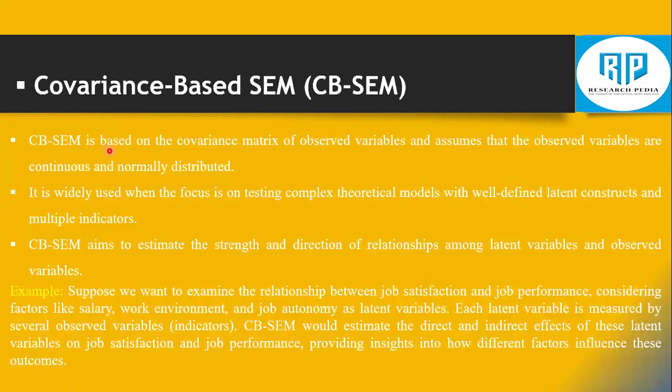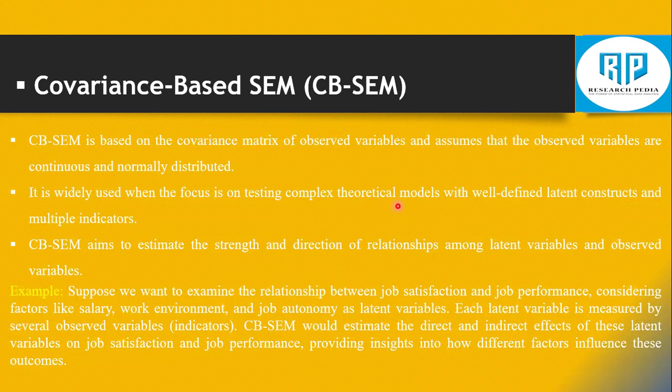So CB-SEM is based on the covariance matrix of these observed variables and assumes that the observed variables are continuous and normally distributed. So this procedure assumes that your observed variables are continuous. They are not ordinal. They are not binary. They are continuous, and a normal distribution is there. It means your data should be normal. Your observed variables should be normal too. It is widely used when the focus is on testing complex theoretical models.